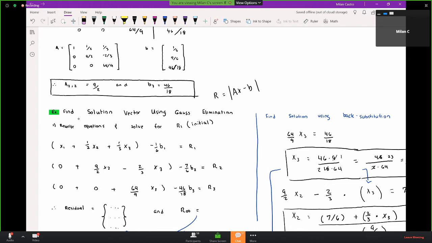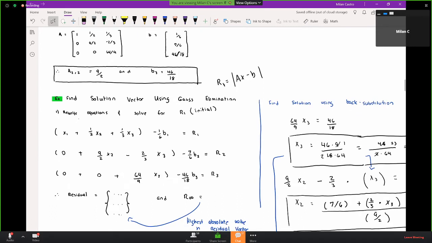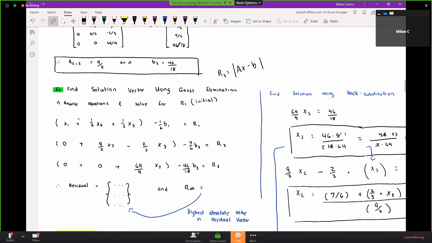We start off with x1 plus 1/2 x2 plus 1/3 x3 minus 1/6 b1 equals r1. I kind of already put it in the matrix form. And then same with our second equation: 9/2 x2 minus 2/3 x3 minus 7/6 b2 equals r2. And then 64/9 x3 minus 46/18 b3 equals r3.